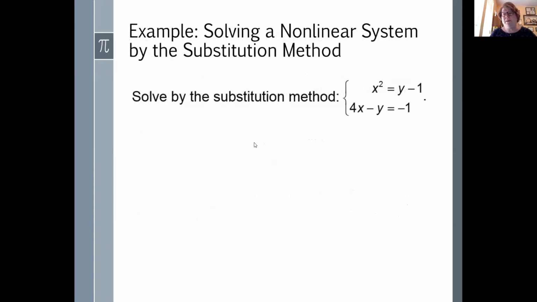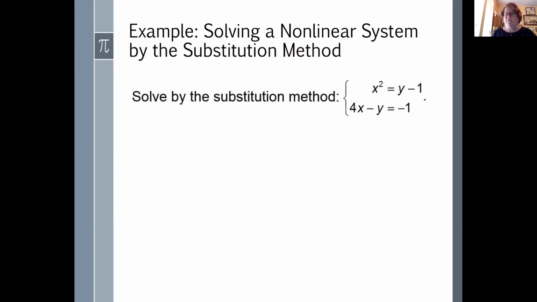So let's solve this first system of nonlinear equations, and we're going to use substitution. Again, what makes this nonlinear is the top equation. The top equation is not a line. As a matter of fact, it is a parabola. And we know it's a parabola because of the x squared. So solving this by substitution means I need to either solve the top equation for one variable and substitute into the second, or I can solve the second equation for one variable and substitute into the first. And it doesn't matter which one you choose to do. You can do whatever you want.